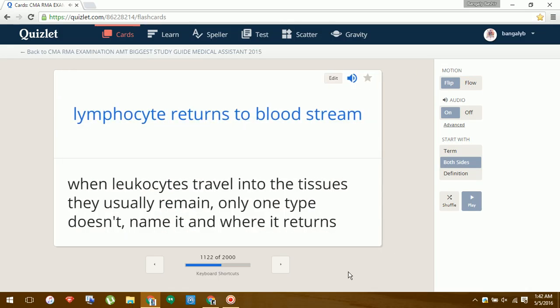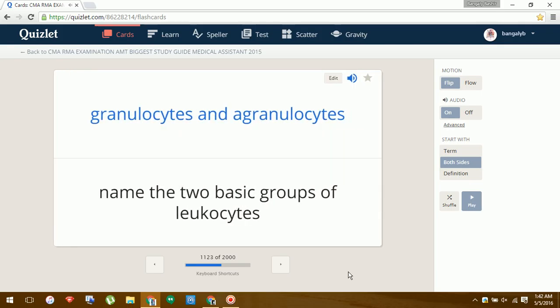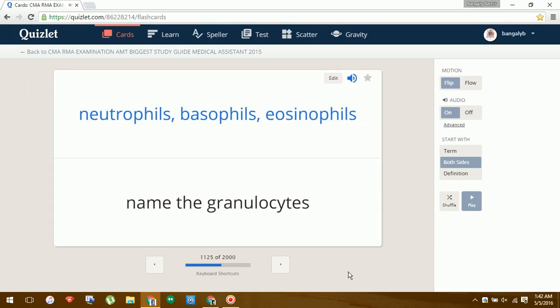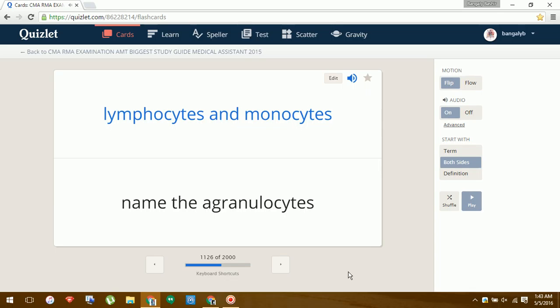Lymphocyte returns to bloodstream. When leukocytes travel into the tissues, they usually remain. Only one type doesn't. Name it and where it returns. Granulocytes and agranulocytes. Name the two basic groups of leukocytes. Staining process. How are the presence or lack of granules visualized? Neutrophils, basophils, eosinophils. Name the granulocytes. Lymphocytes and monocytes. Name the agranulocytes.